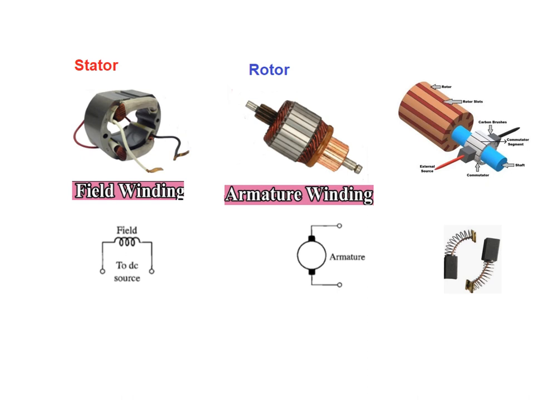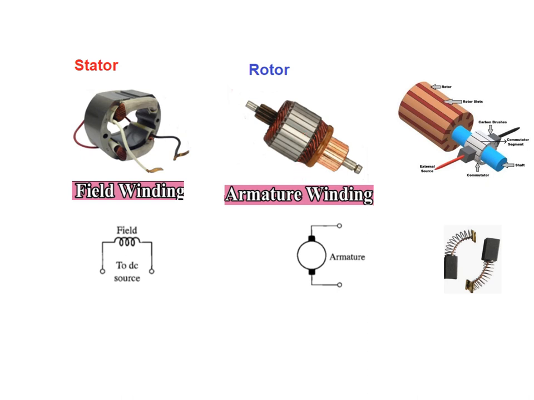This is the outer part, which is called the stator, and this is the rotor. The rotor moves inside the stator to make a complete motor or generator. The stator has what is called field windings. You can see this is the field winding, and the rotor also has windings along with this part, which is called the commutator. This is also called the armature, or it has the armature winding.